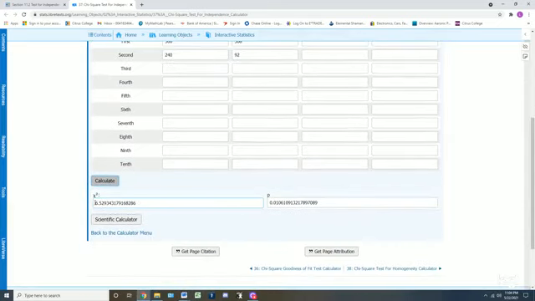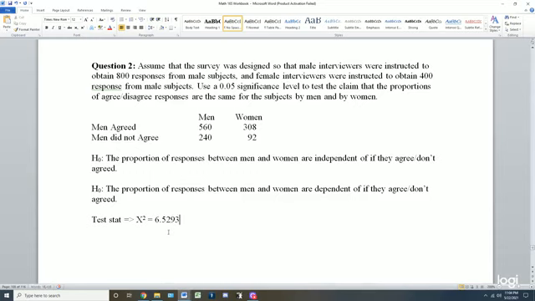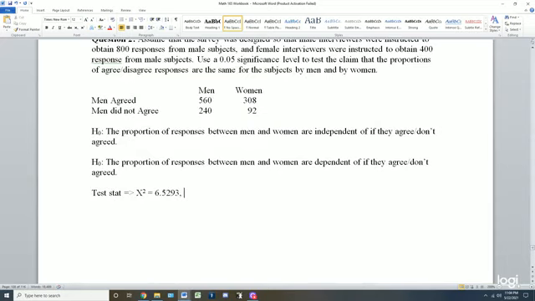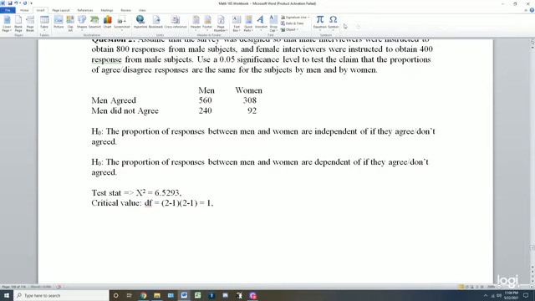Calculate, and there is our test stat. Voila. Now we just need our critical value. To get this, we need degrees of freedom. To do that, we take how many rows we have, which is 2, minus 1, times how many columns we have, which is also 2, minus 1. This ends up being 1 times 1, which is just 1, and an alpha of 0.05.